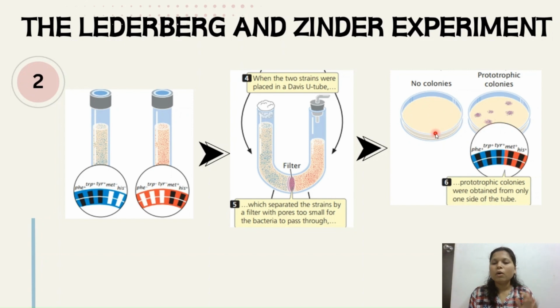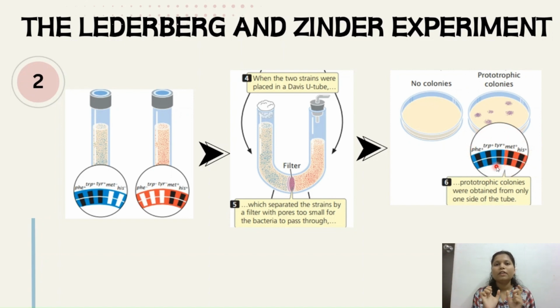Okay, so then they found out that in one plate there is no growth, that is, the organisms couldn't grow because they couldn't produce any of these amino acids, while on some plates they got growth of prototrophic colonies which could produce all these amino acids. So, why did this happen?